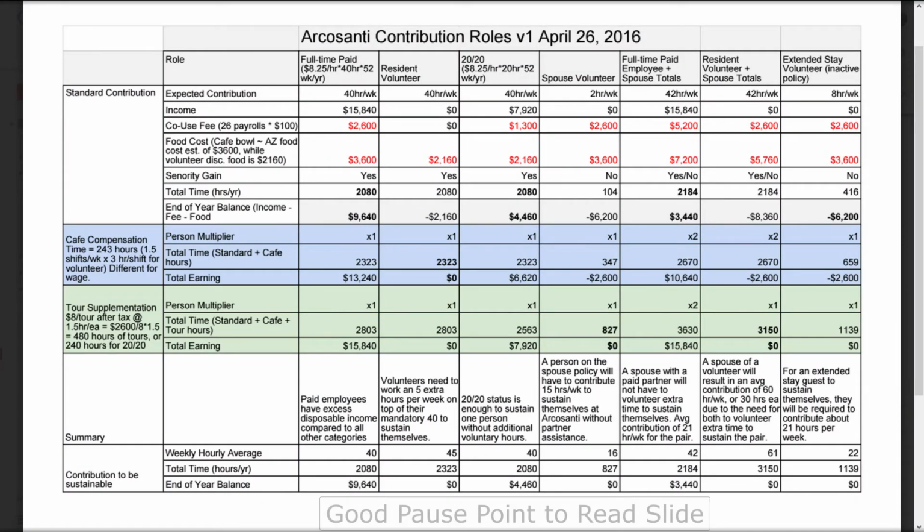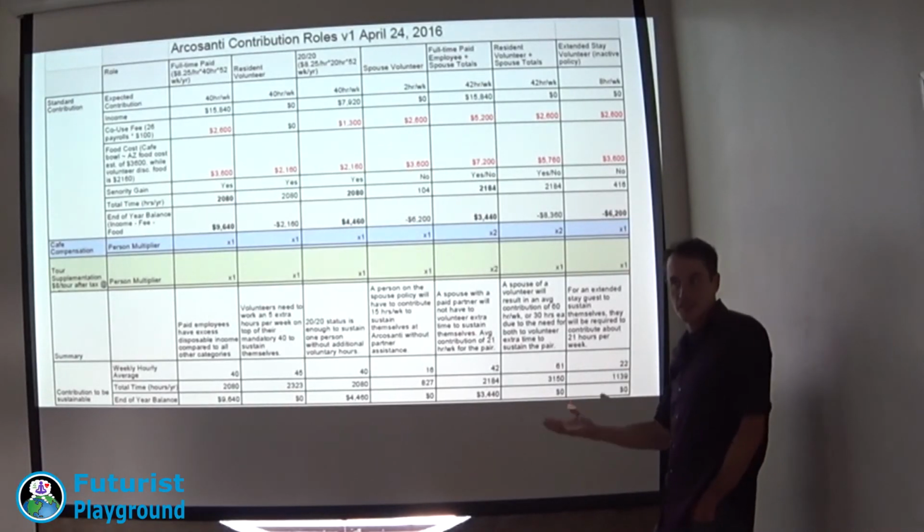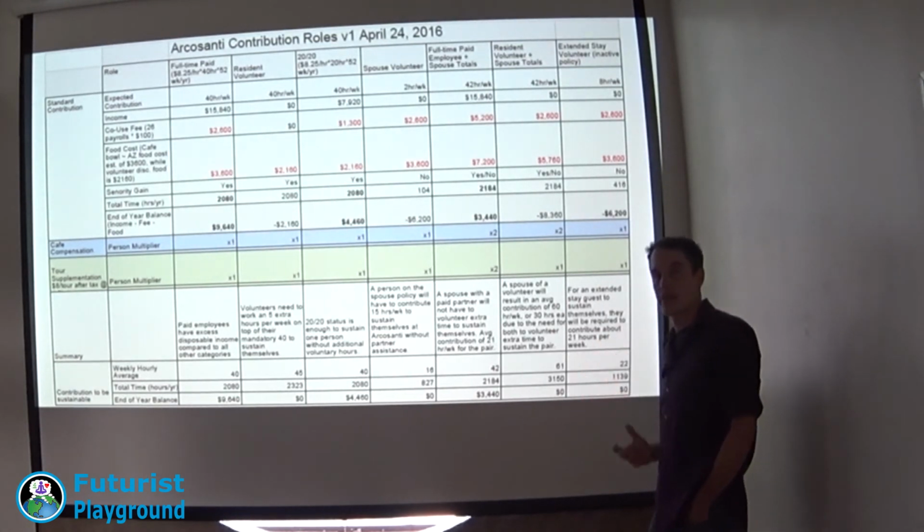This is basically an analysis of how money is being used at Arcosanti, what it costs, what it's actually expected of people of different situations. So we compare full-time to resident volunteer to 20/20 spouse volunteer, all these things, to understand: if you were to go on spouse policy, like Andrew and I talked about, if you were also to try and be sustainable at Arcosanti, what would that mean?